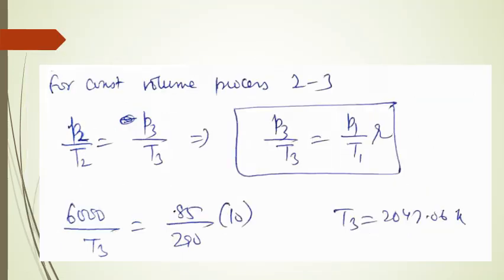Now we know that 2 to 3 is a constant volume process, so we can write P2 upon T2 equals P3 upon T3. So substituting the value of the expression from the previous slide, that was given as P2 upon T2 equals P1 upon T1 into R, we find the value of T3 as 2047.06 Kelvin.